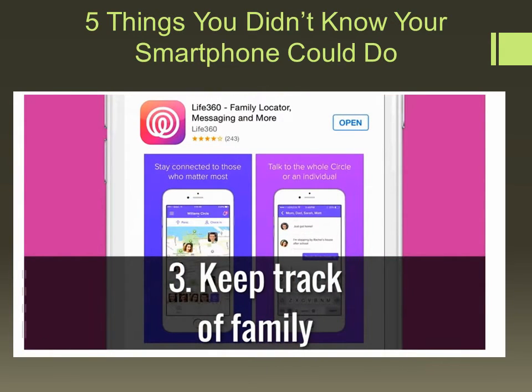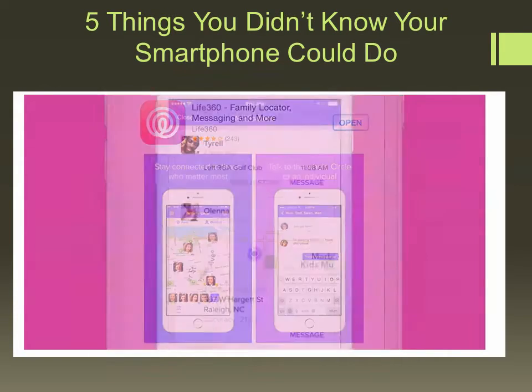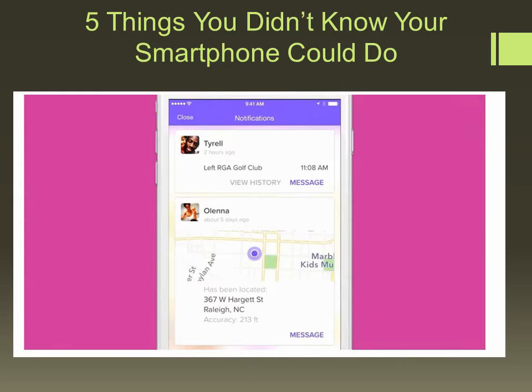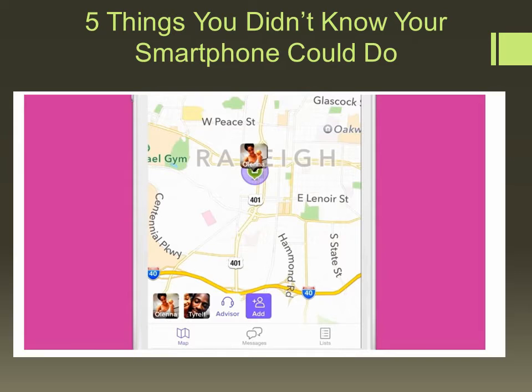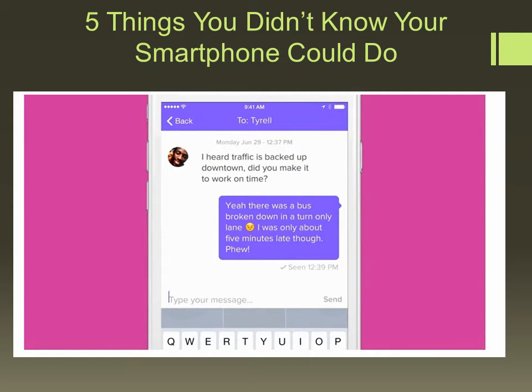GPS apps like Family Locator from Life360 are helping give parents a little extra peace of mind. This app allows family members to stay in touch and let each other know when they've arrived safely at a destination. Users can view locations of family on a private map, chat one-on-one, and even track a lost or stolen phone.